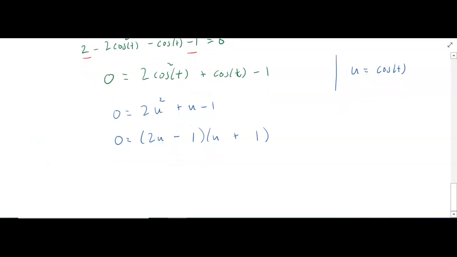So then we would, in this case, set each factor to 0. I'm going to skip a little bit of that work, so set u plus 1 equals 0. I guess I will write it, and then solve by subtracting 1, so we get negative 1. Then we would set 2u minus 1 equals 0, add 1, divided by 2. We would get u to be equal to 1/2.